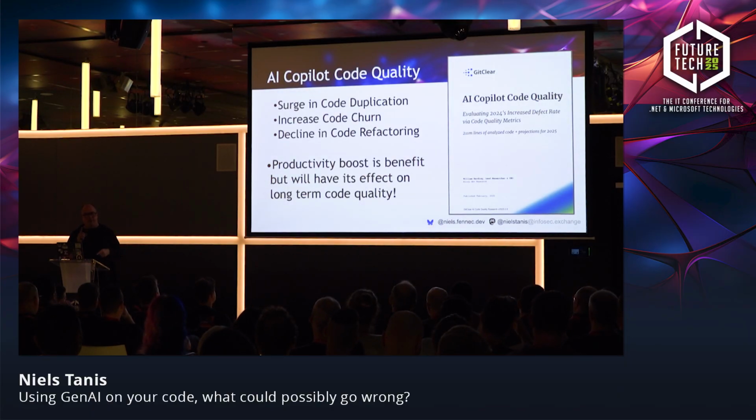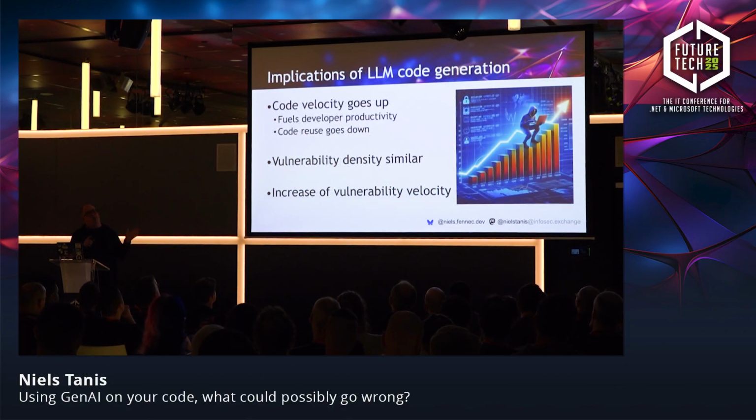If you see the productivity with agents, it can work with you and help you out, taking the right decisions, it will learn more. It's cool, but it will have its effect on long-term code quality, and that's a big problem. If we conclude that code velocity goes up, we produce more code, which fuels productivity, that's good. But the code reuse part has gone down, right? So we have more duplicates.